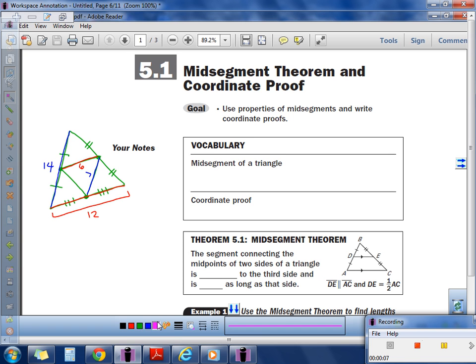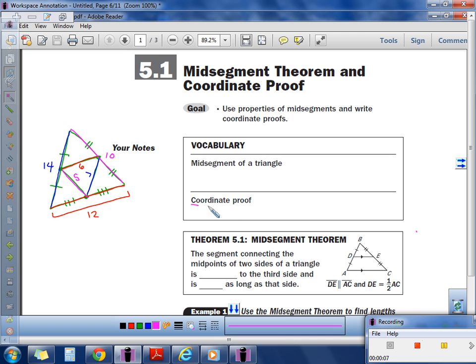Last one, so I'll do in purple. If this one is 10, the one parallel to it is going to be how long? 5. Pretty simple concept. The other thing we got to talk about is coordinate proof.